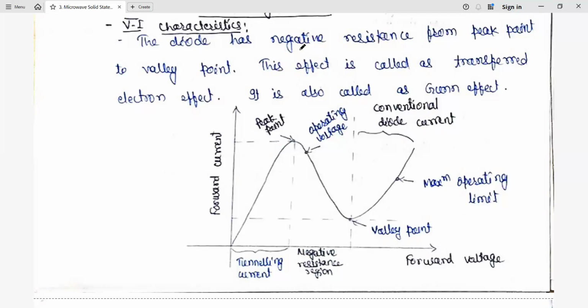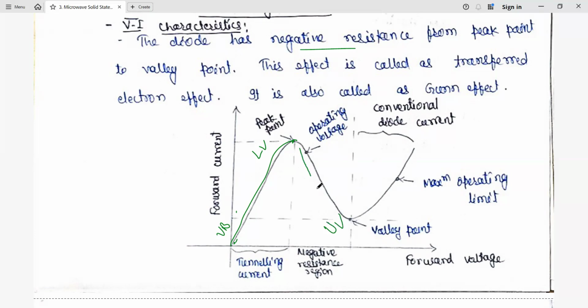So here this diode has negative resistance. Initially, when we increase the voltage, current is also going to increase. So we have this path and it reaches the peak value of the current. This point is called the peak current. After that, mobility is going to decrease and effective mass is going to increase. In the previous one, it was moving from the valence band to the lower valley. Now it is moving from the lower valley to the upper valley.